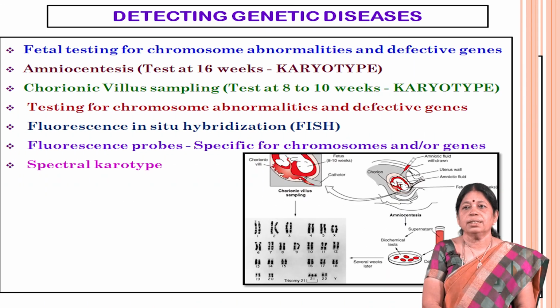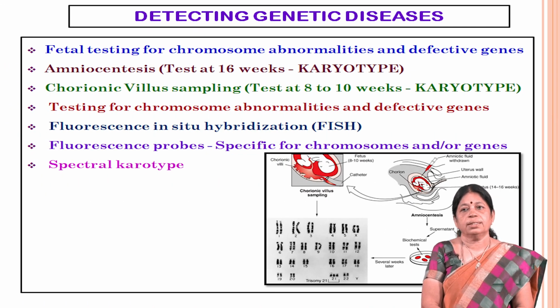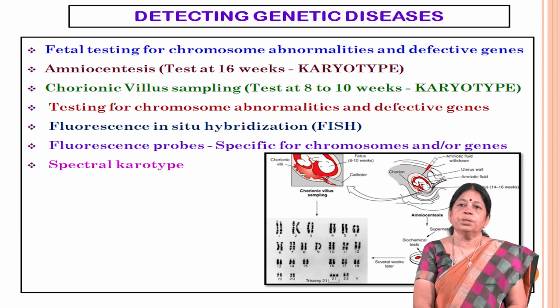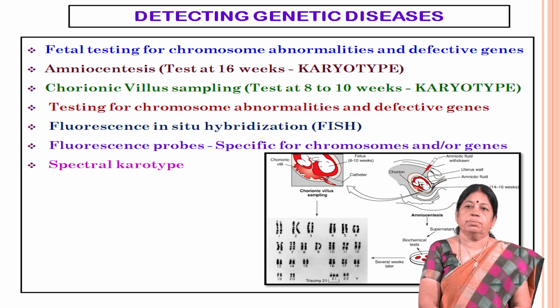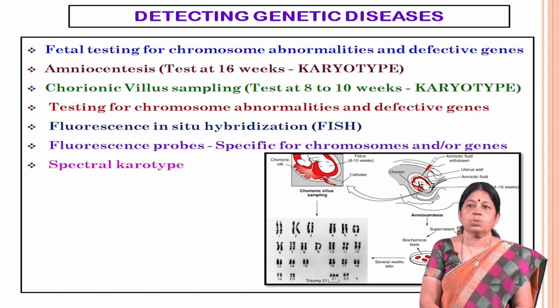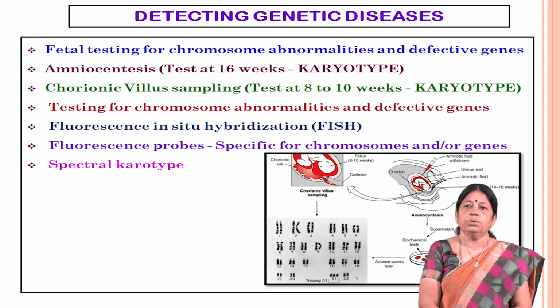So detecting the genetic disease. What is genetic disease? In some karyotypes, we can see the change in the gene due to mutation. Similarly, COVID also shows mutation of the gene. Then fetal testing for chromosome abnormality and for the defective gene.